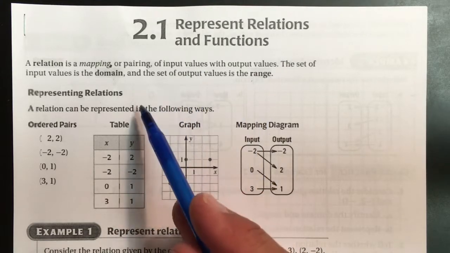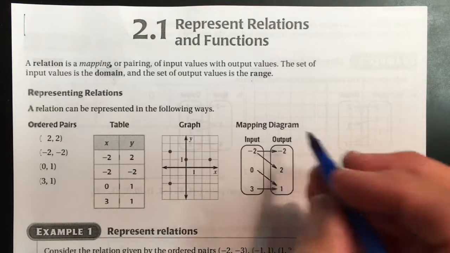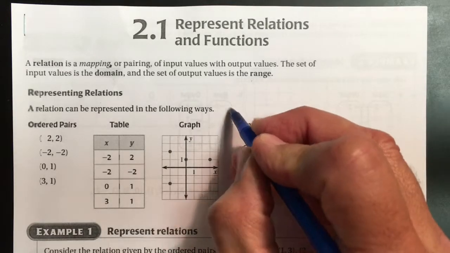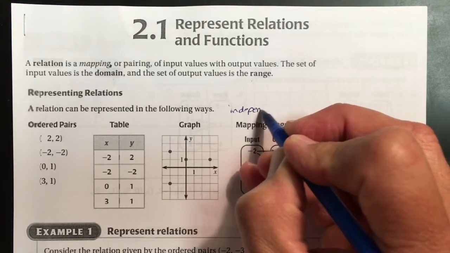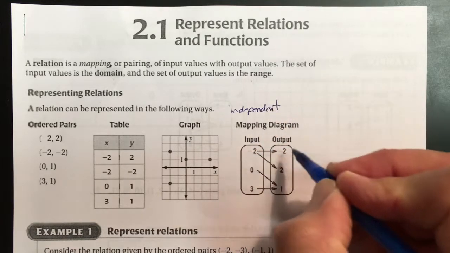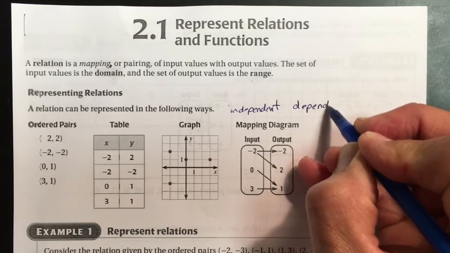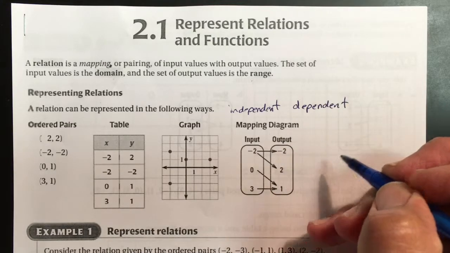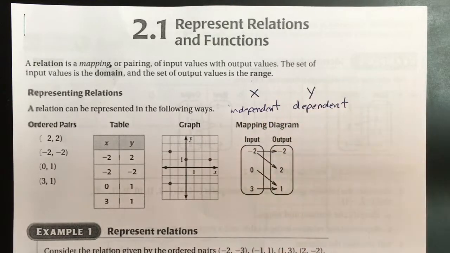Some other words you may know for the domain and input, again, here's input, could be the independent, or for the output could be the dependent. Also, just plain old X and Y.